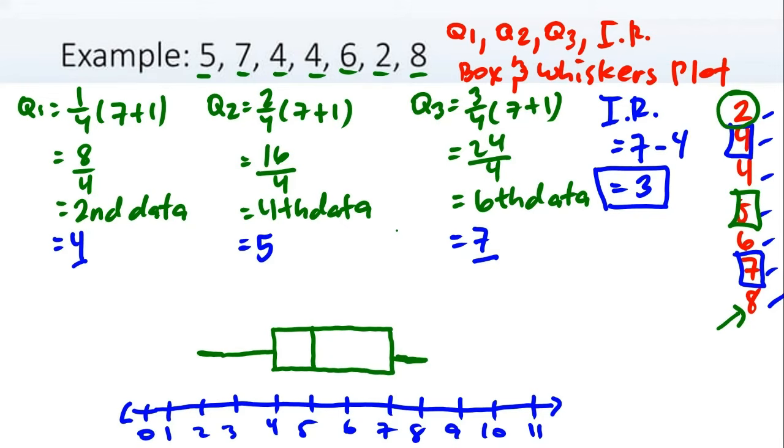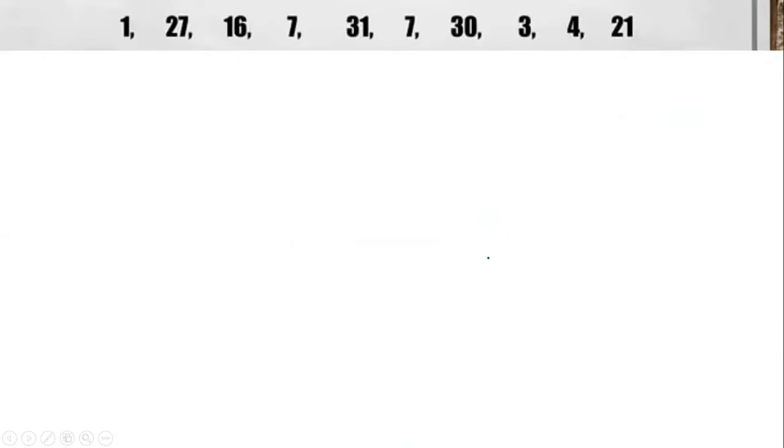So, ito yung box and whiskers plot ng example number 1 natin na data has 5, 7, 4, 4, 6, 2, 8. Okay, so ganyan lang kumuha ng quarter 1, quarter 2, quarter 3, interquartile range, and the box and whiskers plot. Next example, we have 1, 27, 16, 7, 31, 7, 33, 4, and 21. So, determine natin lahat-lahat na.